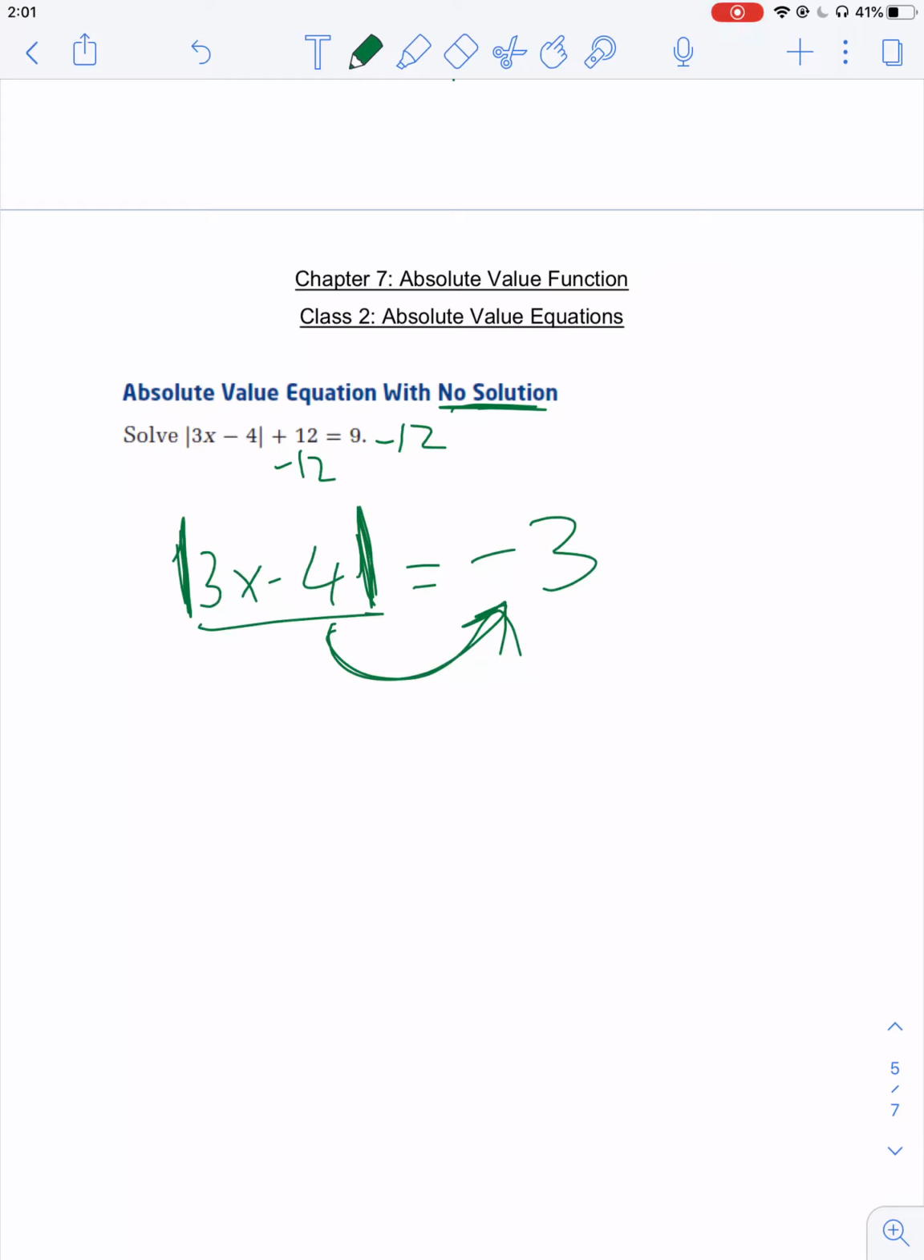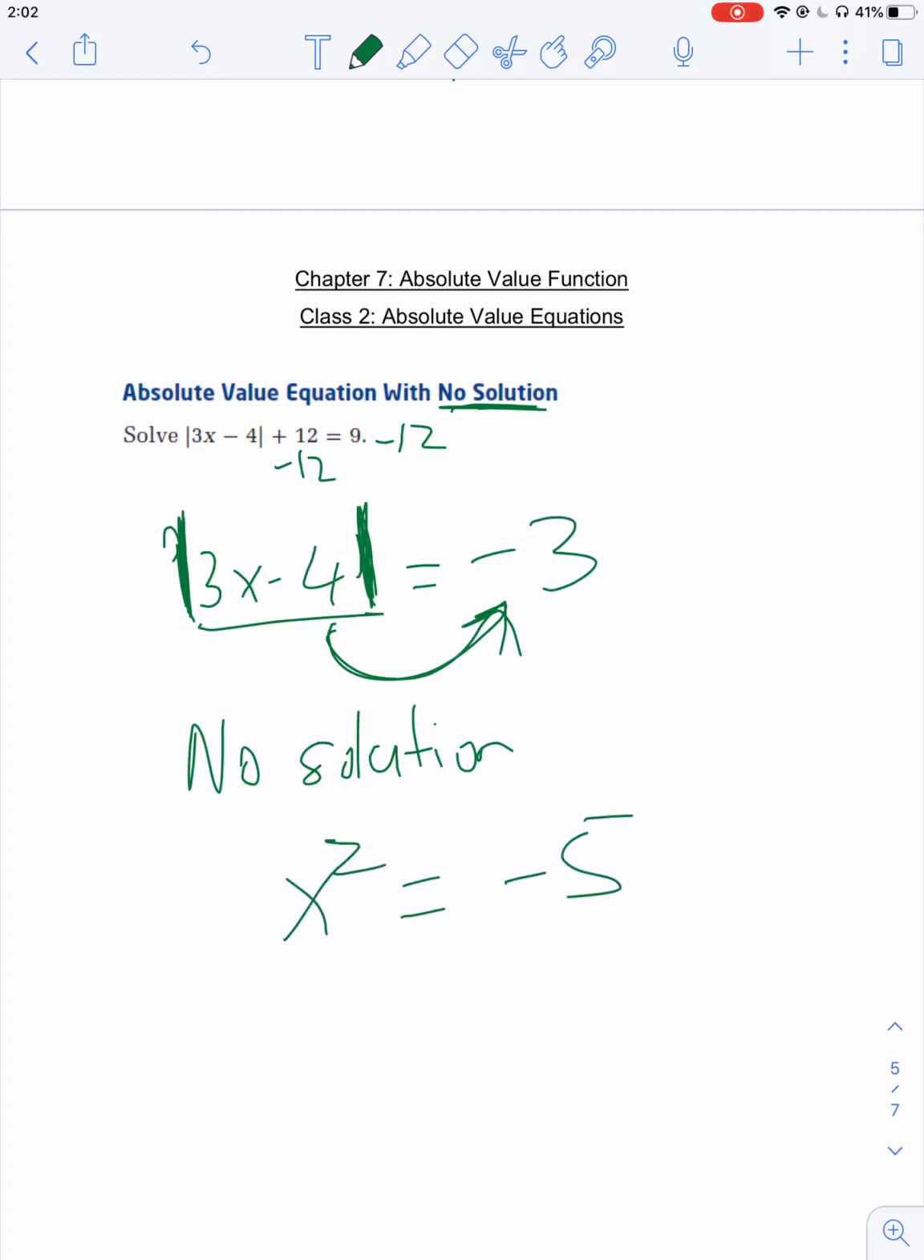So that's why there's going to be no solution over here, okay? So whenever you get the absolute value of something equal to a negative number, you can just stop here and say no solution. Okay, no need to break this into the two cases. You're just going to be wasting your time, okay?